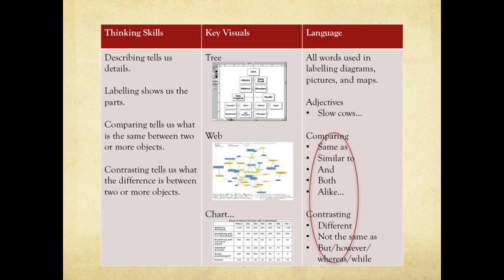For example, we can use language like all the words used in labeling diagrams, pictures, and maps. We use those label words, and we may use adjectives like slow. Slow is an adjective; we give some description. For comparing, we can use same as, similar to, both, and alike. For contrasting, there may be different, not the same as, but, however, whereas, and while.